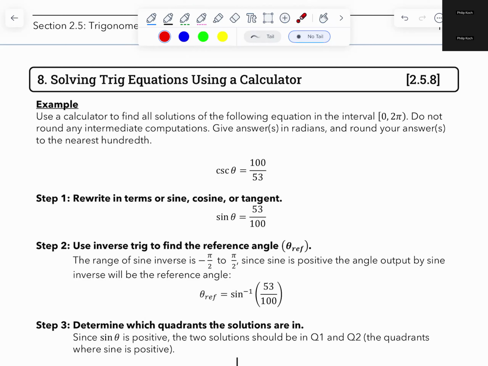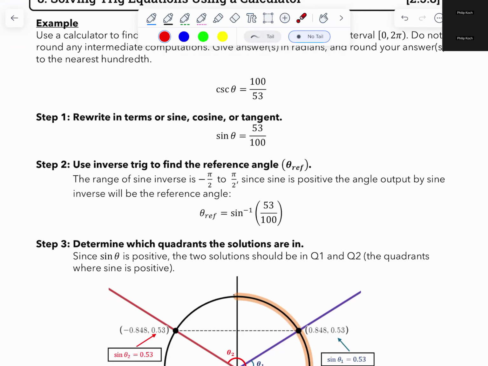First and foremost, we always rewrite things in terms of sines and cosines because those are easier to work with. Then you use inverse trig to find your reference angle. Remember, inverse trig has restrictions: sine inverse only produces angles between -pi/2 and pi/2, cosine inverse only produces angles between 0 and pi, and tangent inverse also from -pi/2 to pi/2. So when you get this, it will give you your reference angle.